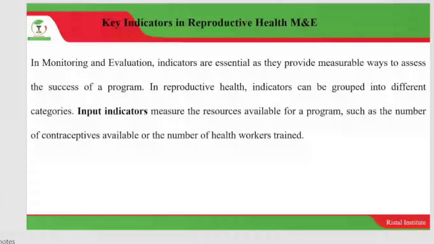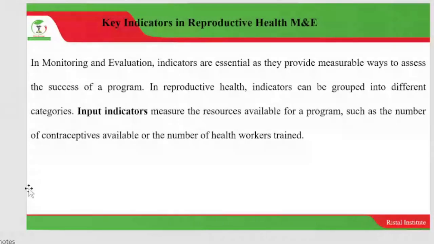the key indicators in reproductive health monitoring and evaluation. So we're saying that indicators are very essential as they provide measurable ways to assess the success of a program. So in reproductive health as well as in any other nutrition related or any other field, we have indicators that are grouped, and they are grouped in the results chain, where we have the inputs, where we have the outputs, where we have the outcomes and the impacts.